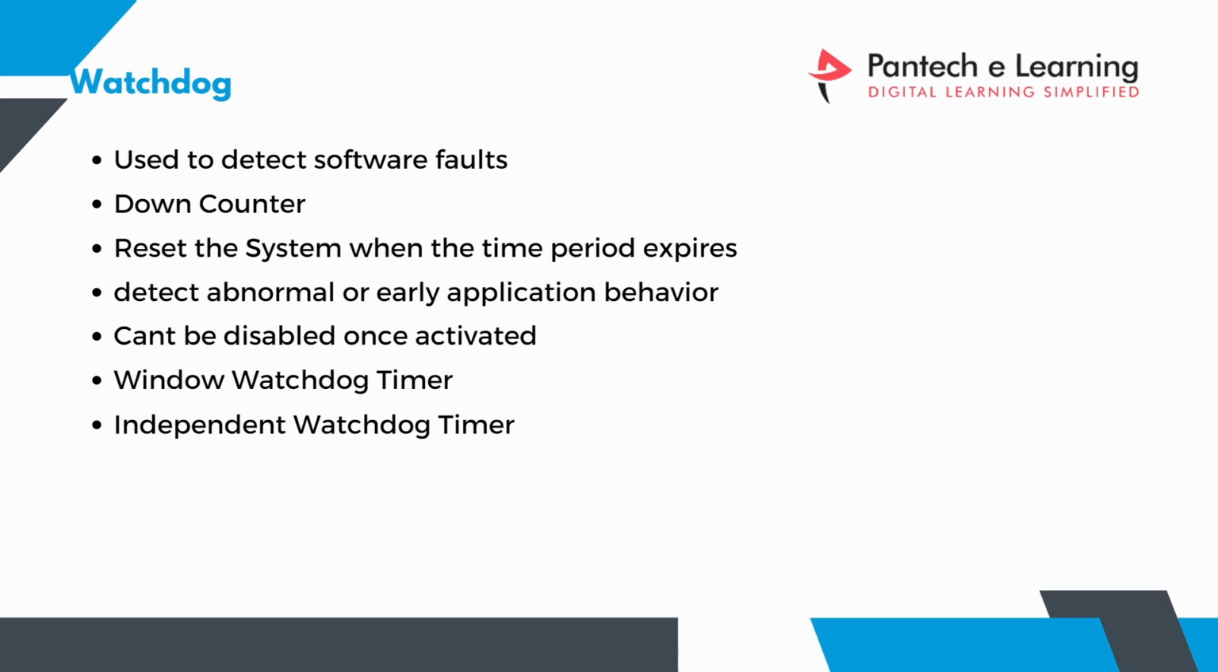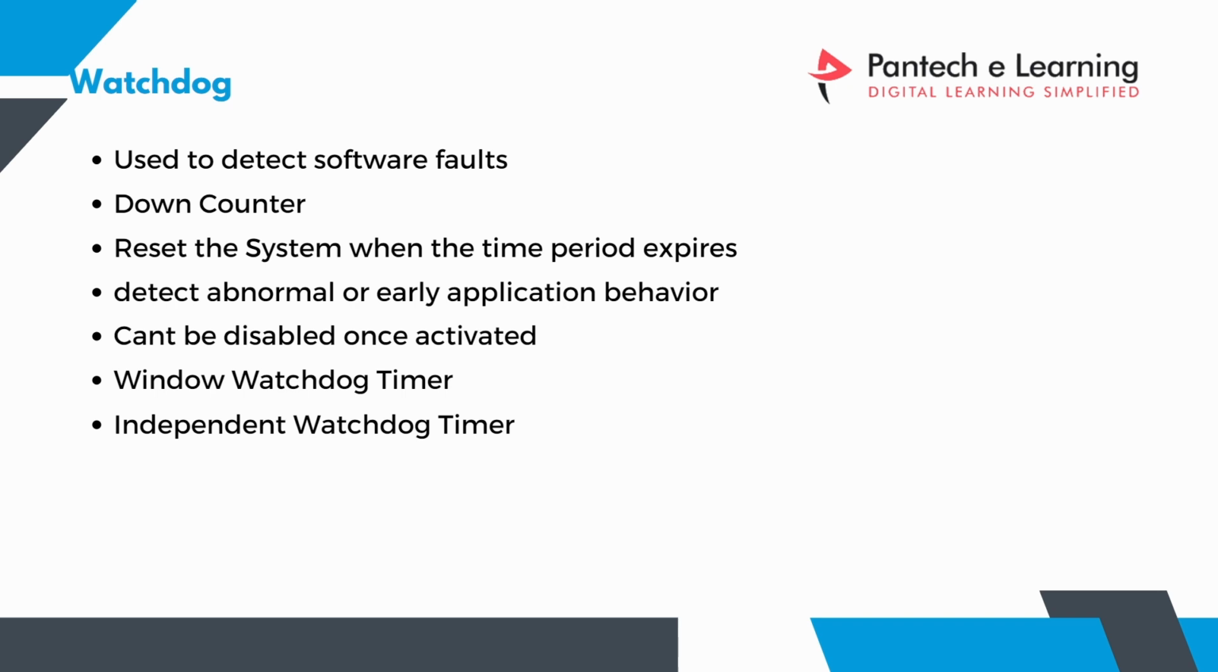Now we will see why we are going with the watchdog timer. We can use the watchdog timer to detect software faults, and this is a counter which counts from maximum to minimum, so it is a down counter. Then it is going to reset the system when there is an error in the code, and if the code is not executed, it resets the controller automatically. It is also used to detect abnormal or erroneous application behaviors. These are the reasons why we are using watchdog timers.